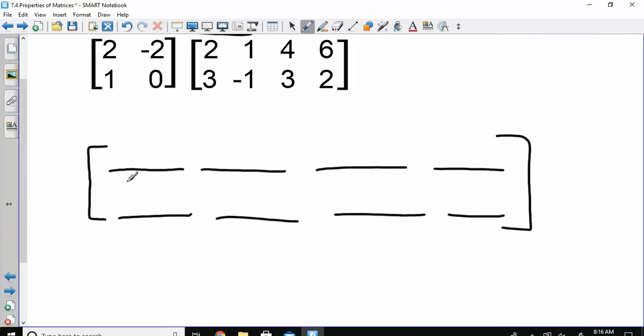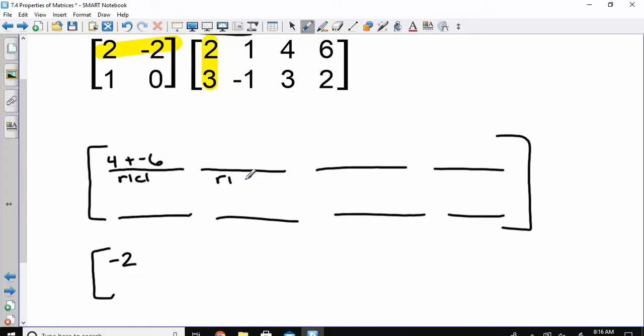Alright, so we're starting in row 1, column 1. So the first row times the first column. 2 times 2 is 4. Negative 2 times 3 is negative 6. So that first entry is negative 2.